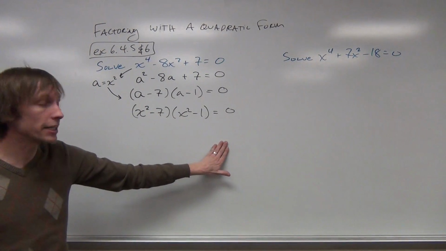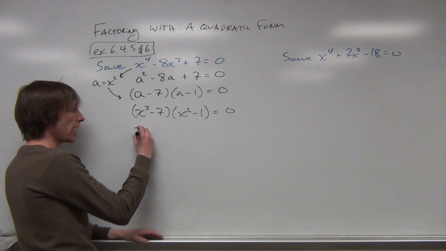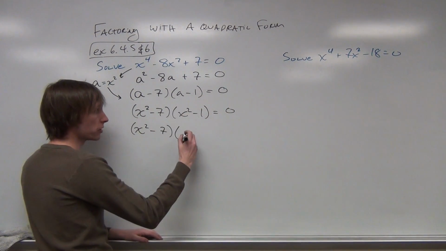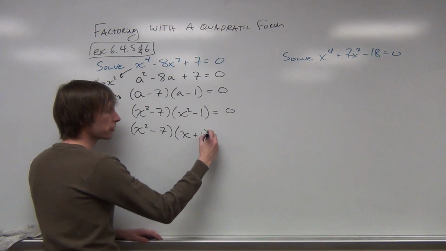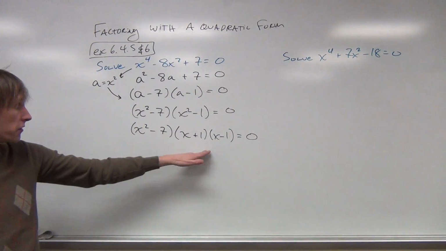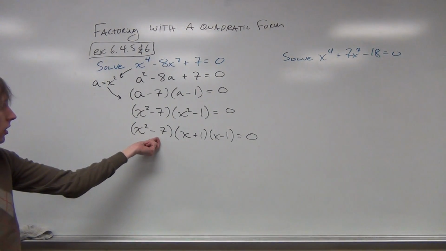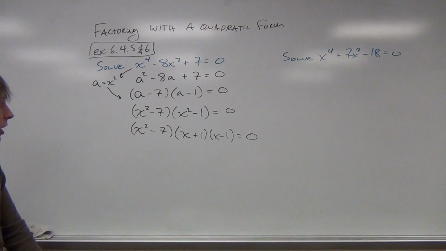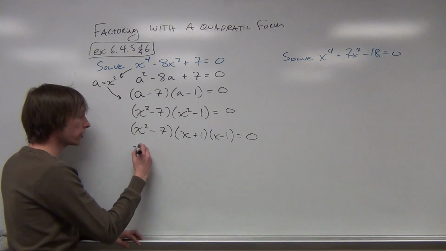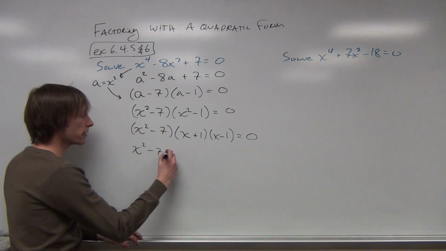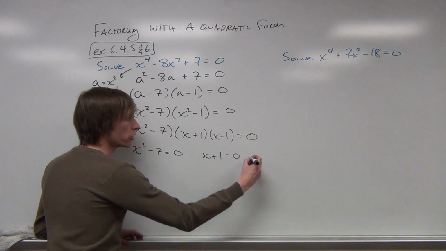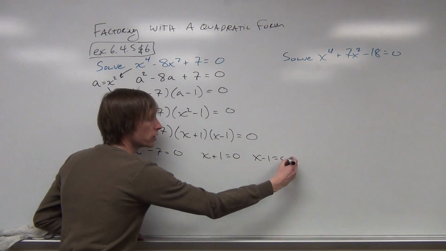You can factor this further, if you're supposed to completely factor it, which some of the exercises have you do. Factors of negative 1 that add up to 0 are going to be a positive 1 and a negative 1. So if you have to completely factor it, then completely factor it. This one can't be factored, but we could solve this equation. So I've got this times this is equal to 0. That means I've got x squared minus 7 equals 0, x plus 1 equals 0, and x minus 1 equals 0.